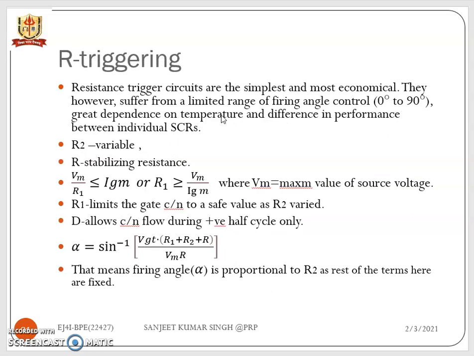So it is the simplest and most economical method, but it suffers from a limited range of firing angle, that can be from 0 to 90 degree. Moreover, it is temperature dependent to reach the IG min.